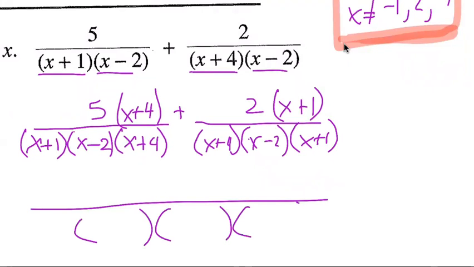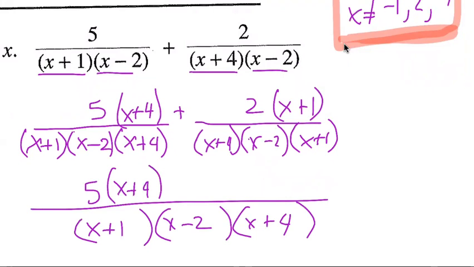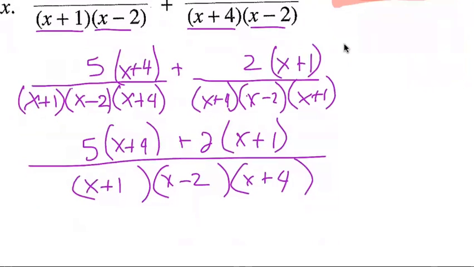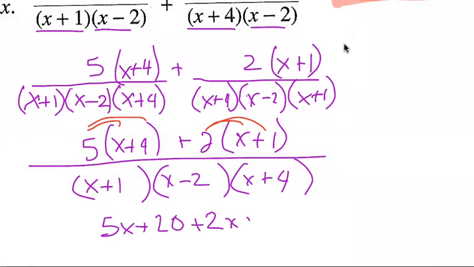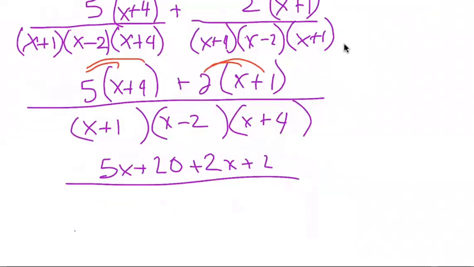x plus 1, x minus 2, x plus 4. My numerator is 5 times x plus 4 plus 2 times x plus 1. I expand using the distributive property in the numerator. That's going to give me 5x plus 20 plus 2x plus 2 all over x plus 1, x minus 2, x plus 4.